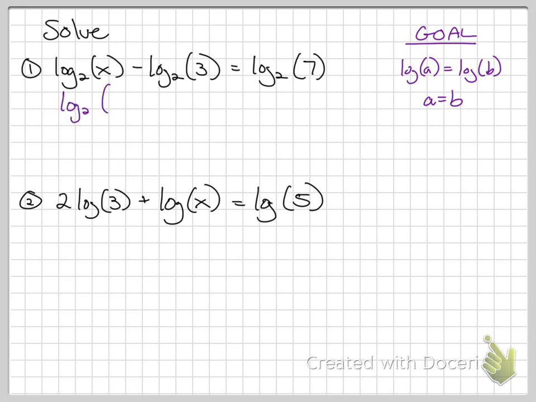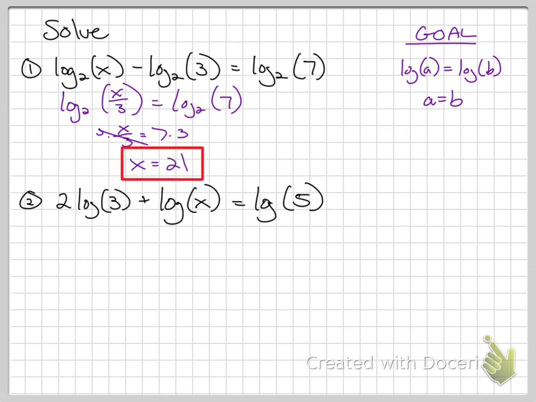Subtract means divide. Log base 2 of x over, let's not change the problem, 3, equals log base 2 of 7. So now that it has log base 2 equals log base 2, the insides must be equal. Multiply by 3 to get rid of the fraction. X equals 21. See what you can do with number 2.